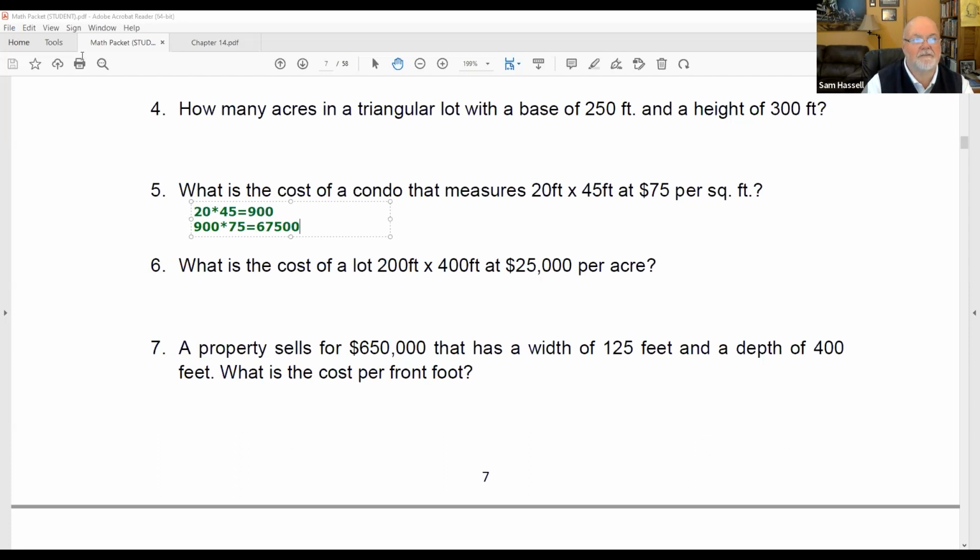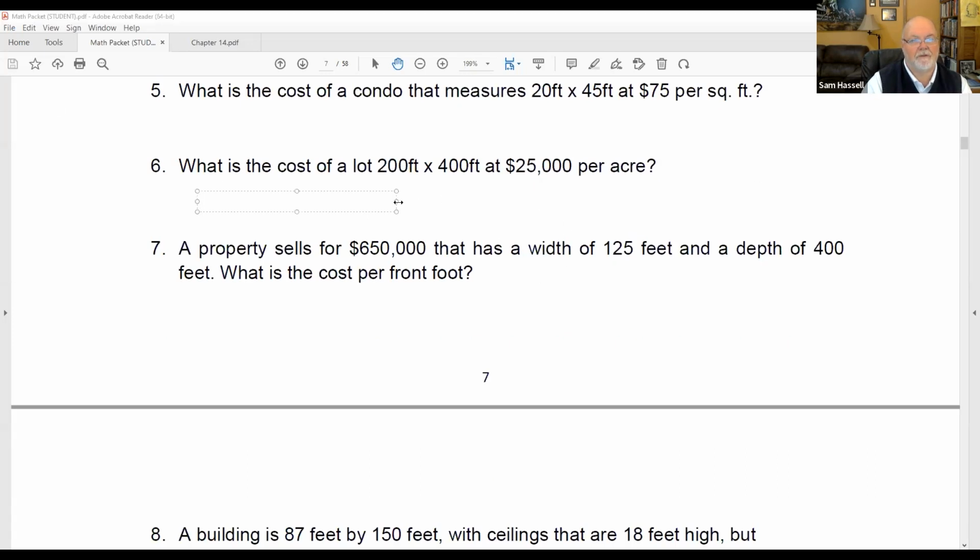This one, number 6, is a little different. What's the cost of a lot 200 by 400 at $25,000 an acre? You all got it. We're going to multiply 200 times 400, and that's going to be 80,000. 80,000 divided by what? 43,560. We've got to find out how many acres we have.